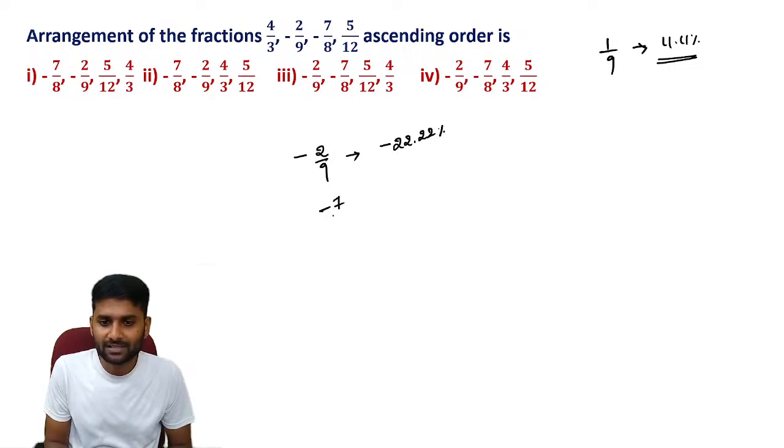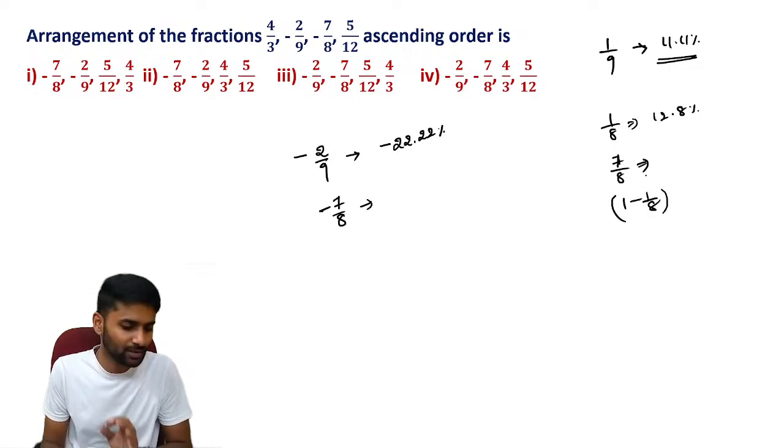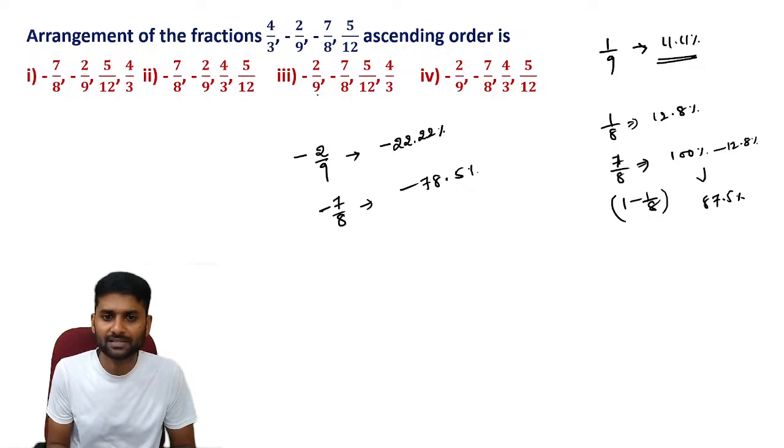Let's take minus 7 by 8. You already know that 1 by 8 is exactly equal to 12.5 percent. What about 7 by 8? It is 7 times 1 by 8, or 1 minus 1 by 8. In percentage, 100 percent minus 12.5 percent is 87.5 percent. So it is minus 87.5 percent.